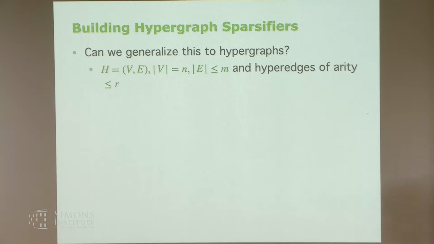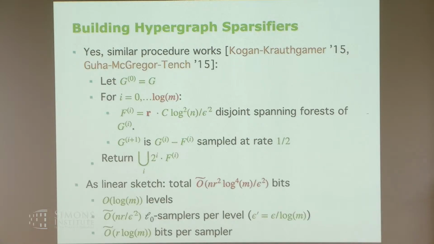And it turns out, this was already a question that was asked in 2015, first with Roby's paper, and then in a subsequent paper, also with Andrew, where they showed that a very similar procedure can give you a linear sketch which computes a sparsifier of a hypergraph. In particular, there are two things we should note that are different from the previous version of the algorithm. First, we've replaced the 2 log n with a log m.